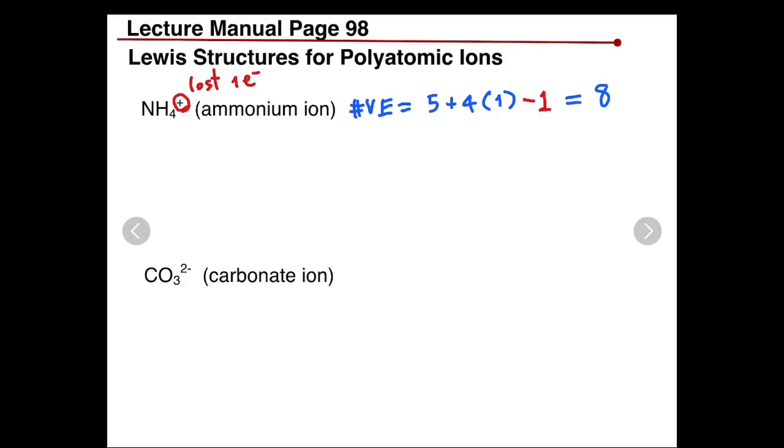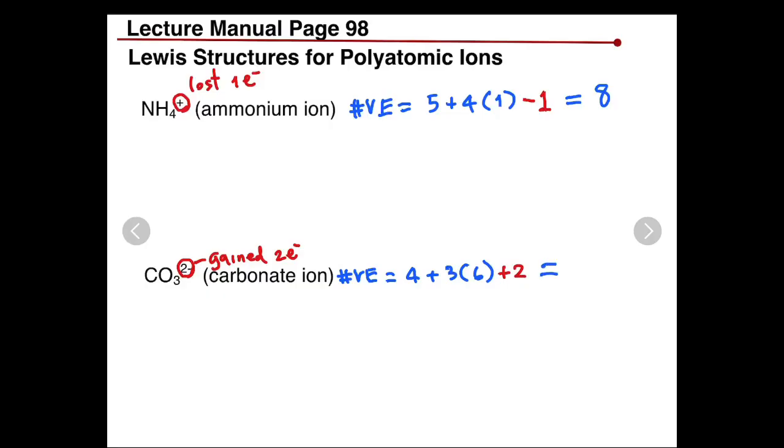The same thing goes for carbonate. If you count the total number of valence electrons, carbon has 4. We have 3 oxygens, and each oxygen contains 6 valence electrons. And you probably noticed the 2 negative charge right here. The 2 negative tells us that this ion gained 2 electrons. So the total number of electrons is going to have 2 electrons added to it. Do not forget this.